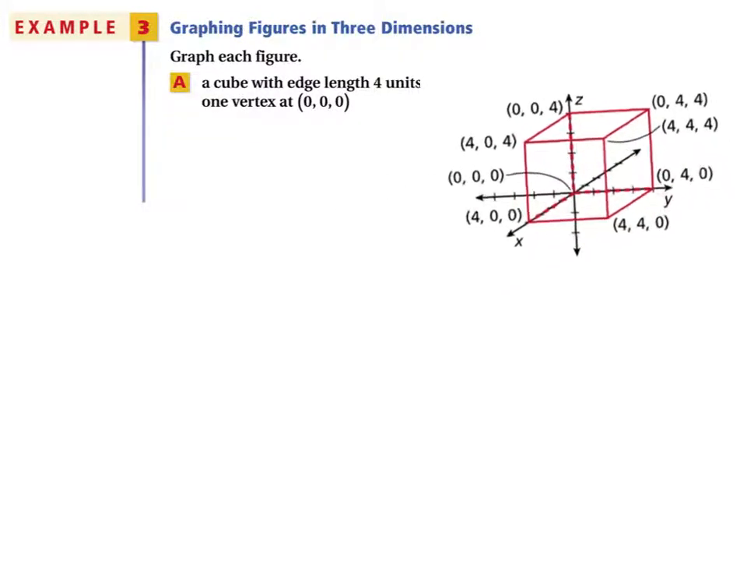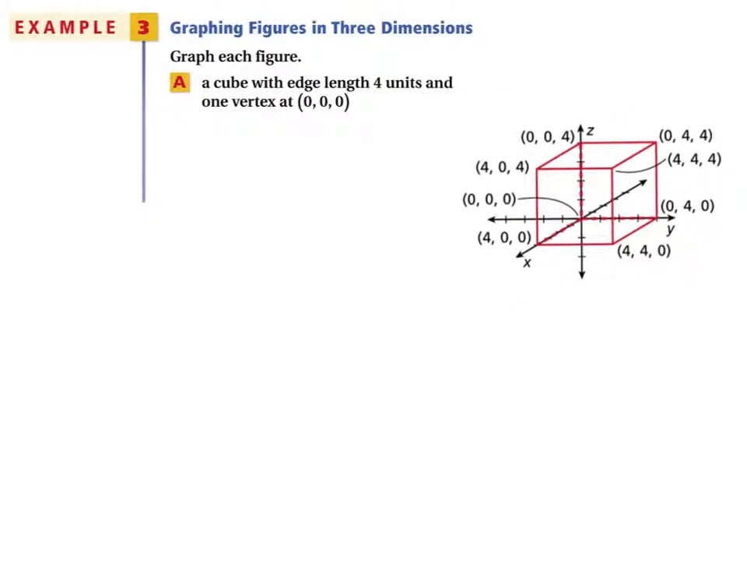So here's our picture. 0, 0, 0. That means we're going to go 4 this way, put a dot. 4 to the right, put a dot. Out 4, right 4, put a dot. So you'll notice everything is 4. All four units would be all the edges.